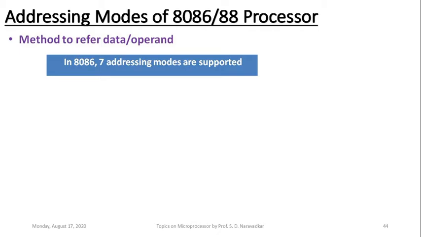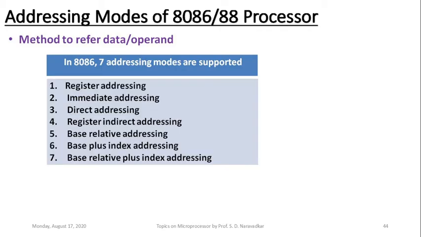In case of 8086 processor, there are 7 addressing modes which are supported in general, and these 7 addressing modes are enlisted here. You can observe. Just to specify: register addressing, immediate addressing, direct addressing, register indirect addressing, base relative addressing, base plus index addressing, and base relative plus index addressing. One by one we will see the details.